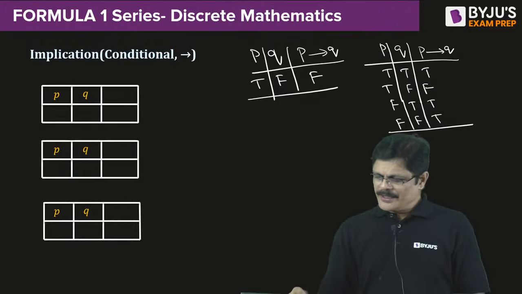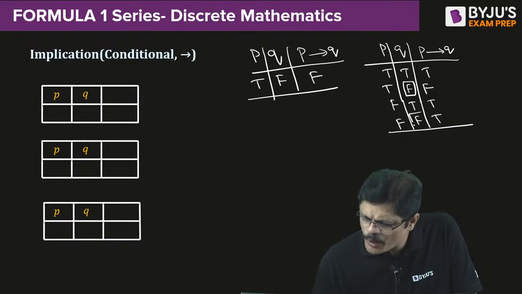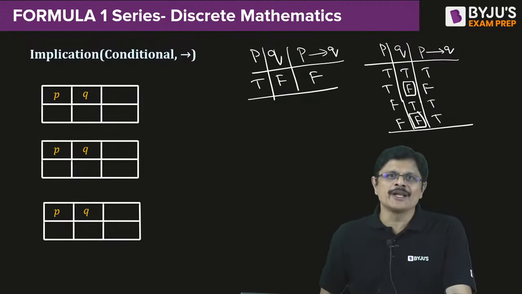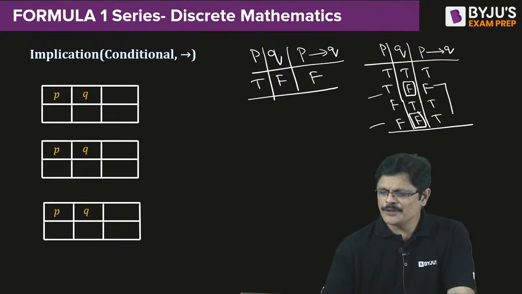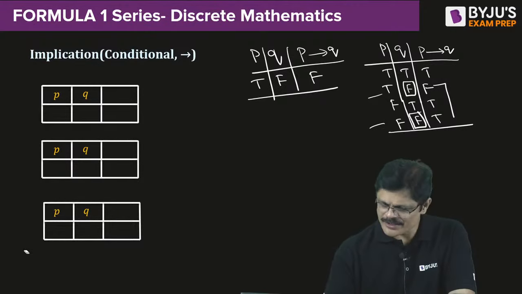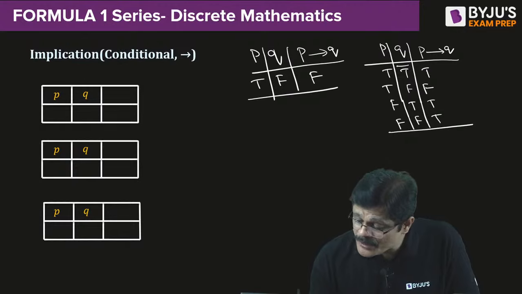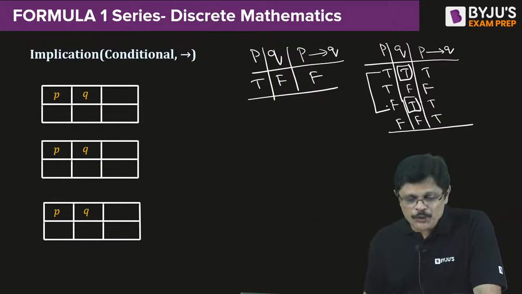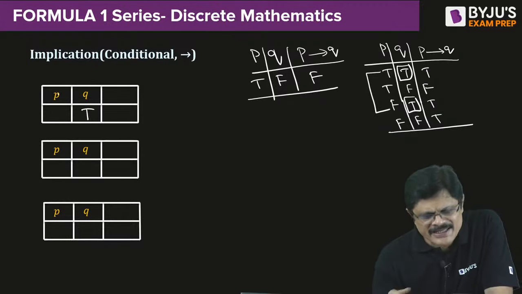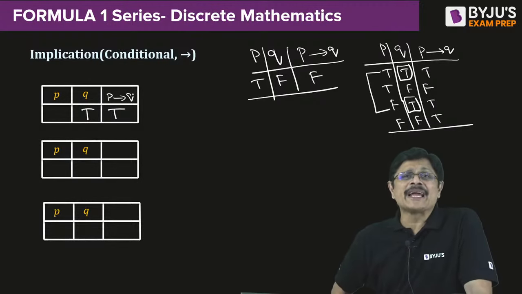Right. Now look here. See, if you observe here, whenever Q is false, whatever may be P, whether it is true or false, oh sorry, not this, I'm doing the wrong thing. Yeah, not this, because whenever Q is true, whatever may be P, you are going to get the truth value for P implies Q as true. Anything implying true is true.